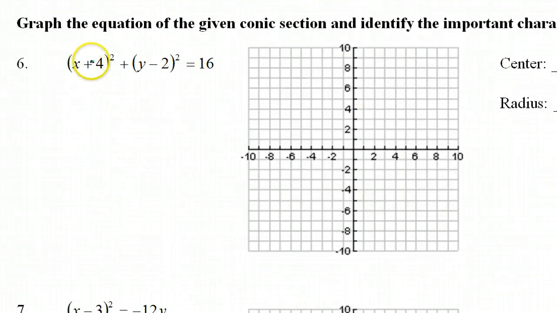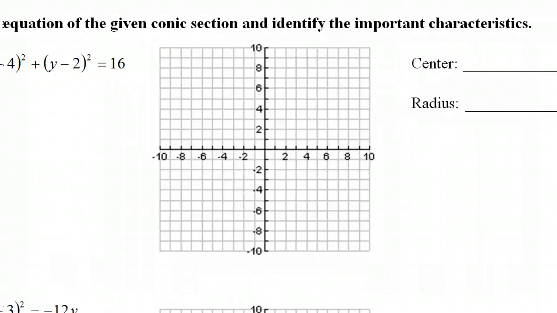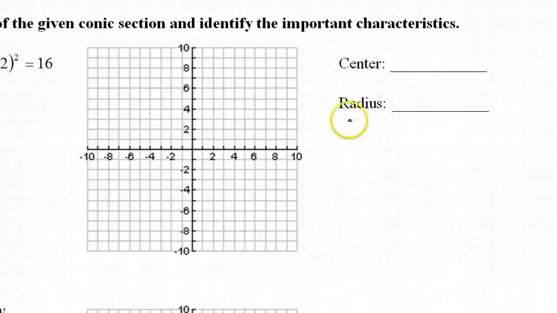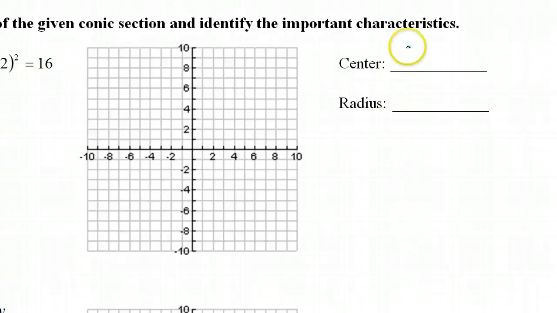Alright, let's take a look at problem number 6. Graph the equation of the given conic section and identify the important characteristics. So we're mentioning center and radius, so this is a circle. You can tell because in the circle your x is squared and your y is squared. So the center, we just look at it and we know that it's going to be the opposite of these. So that's negative 4 comma 2 will be my center.